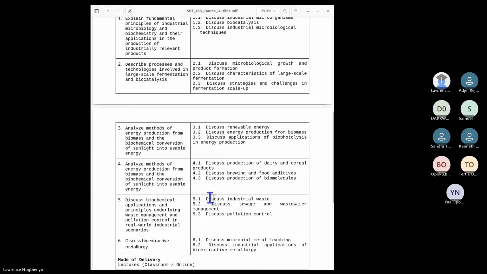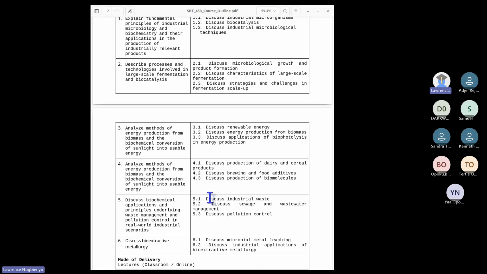Some production of maybe some food additives, some biomolecules. It can even be production of some enzymes. Last year, for instance, what we did was we actually did some virtual excursions as well, to look at videos of how processes go on in specific industries.